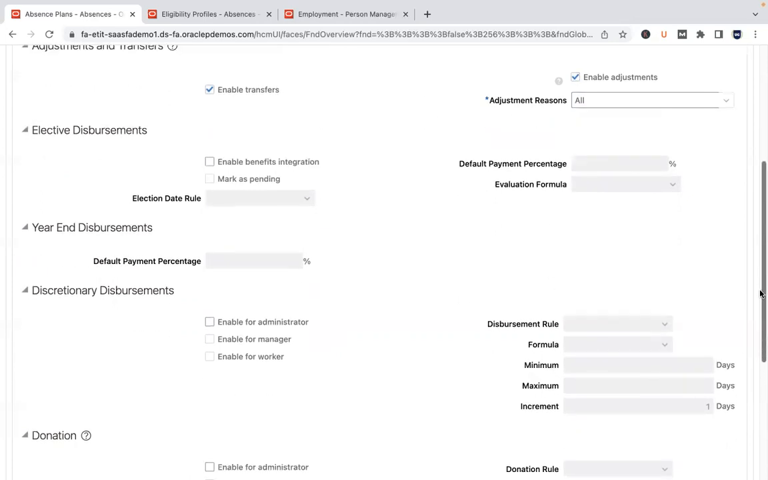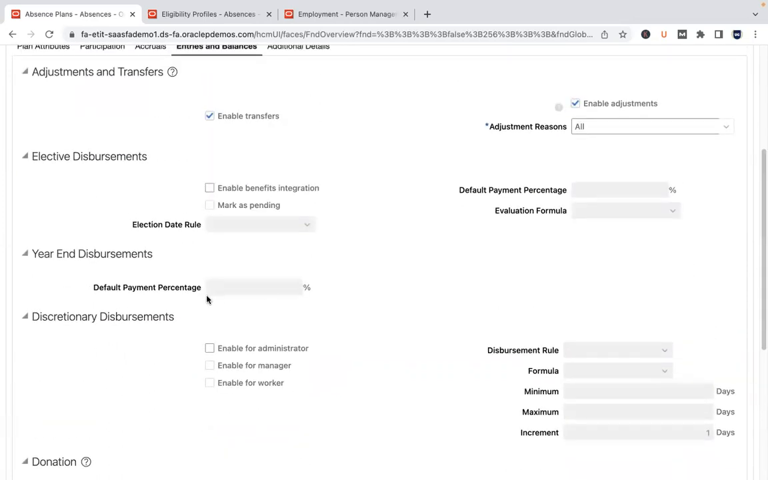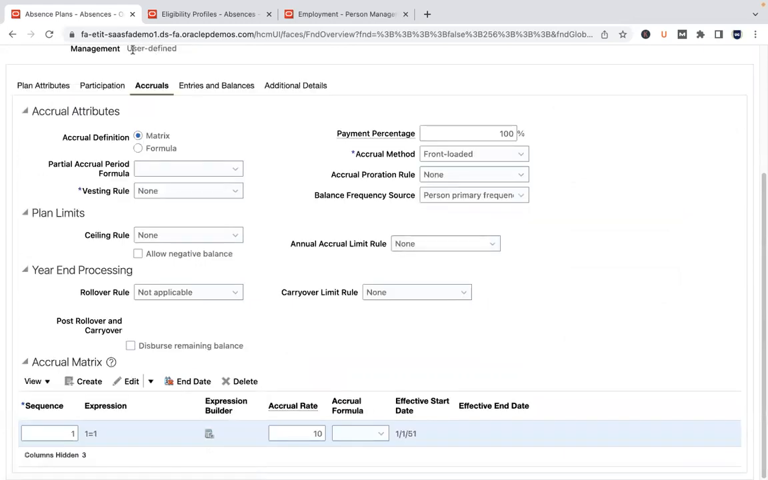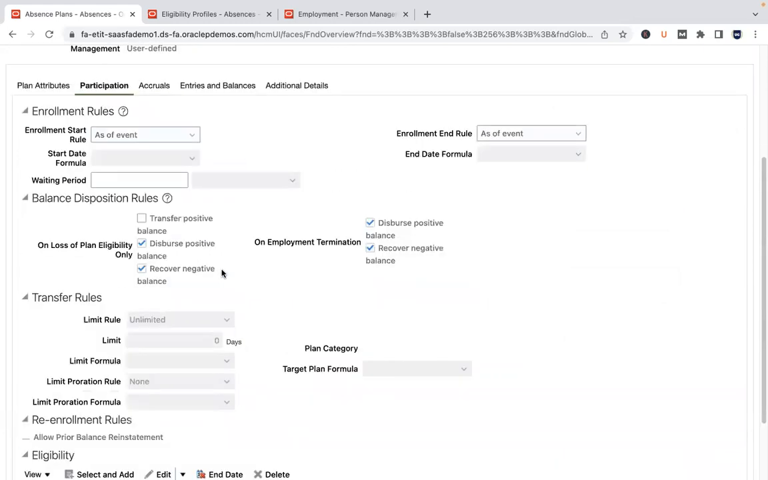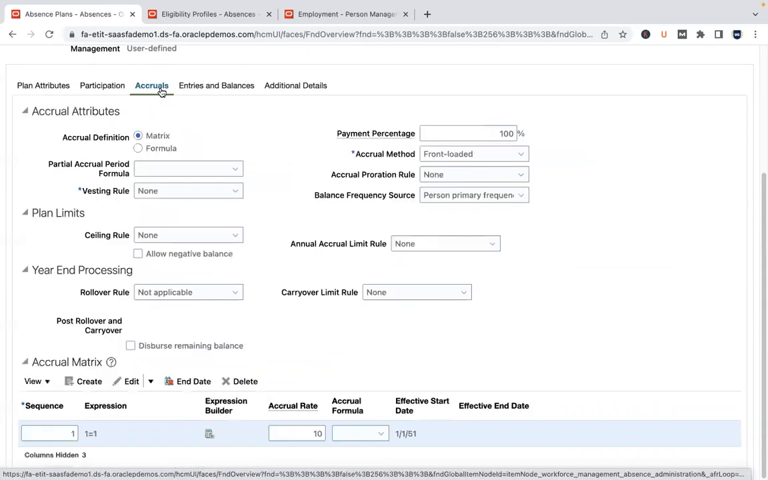Okay, so elective disbursements are fine. You have year-end disbursements. Remember, the year-end disbursements would be enabled only when you say disperse positive balance and recover negative balance, right? So when you enable disperse positive balance and recover negative balance, you go into accruals.